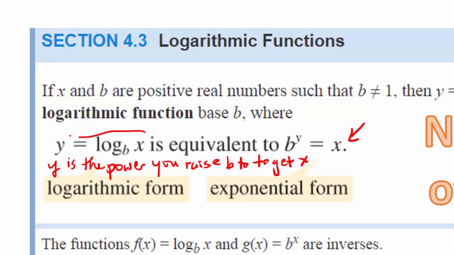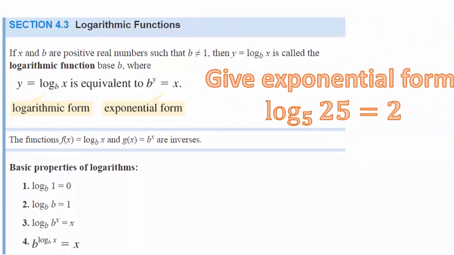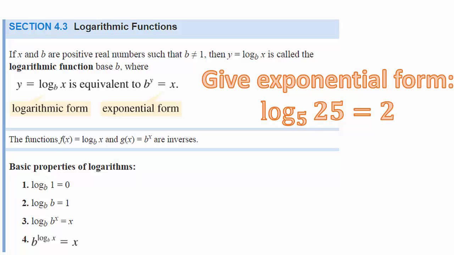Okay, so when I look at this, I'm thinking, y is whatever power I need to raise b to get x. So one example of a question I might ask you is to rewrite log base 5 of 25 equals 2 in exponential form. So it's basically interpreting this, right? Because what is this saying? This is saying 5 to what power equals 25, and it's telling you the answer to that question is 2. 5 to the second power equals 25.